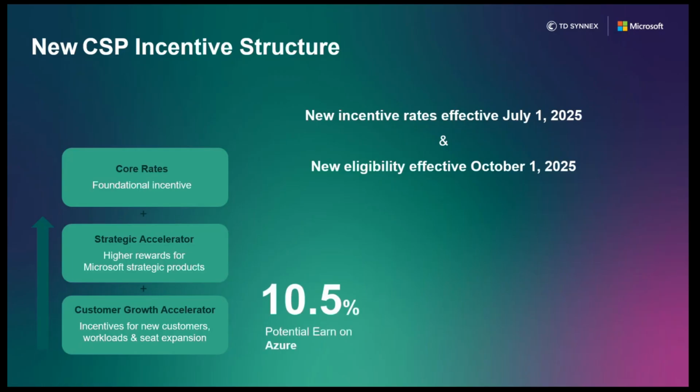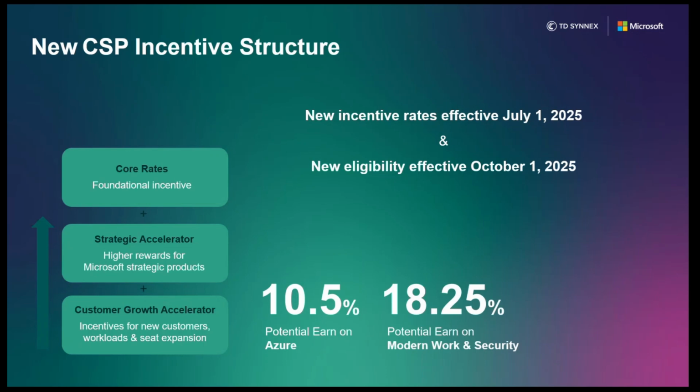So overall, when it comes to Azure, your total potential earning will be 10.5%, and that's based on stacking these accelerators with the core. If it's modern work and security, then your total incentive earning potential is 18.25%. And with business applications, it's 19.5%.